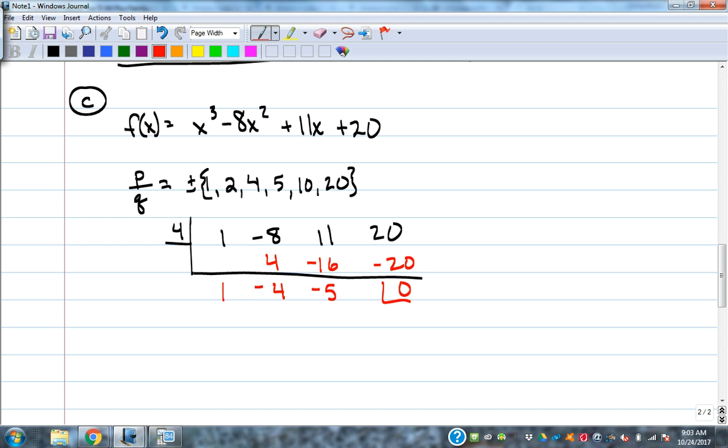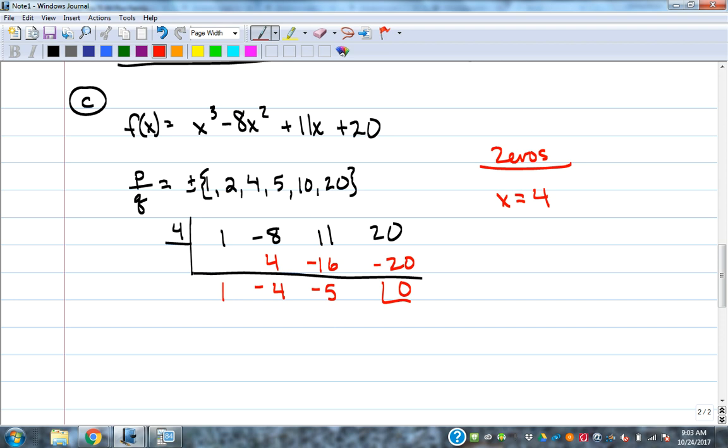Okay. So we know that our zeros, x equals 4 is one of them. Okay. I'm verifying that through this synthetic division. That's the verification of it. The work shown. Okay. Now, I started with x cubed.